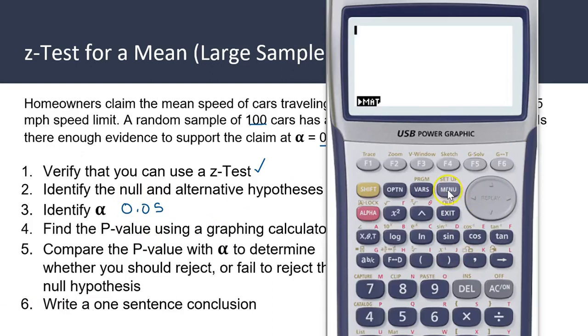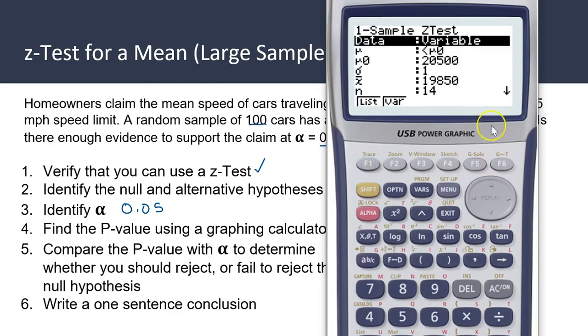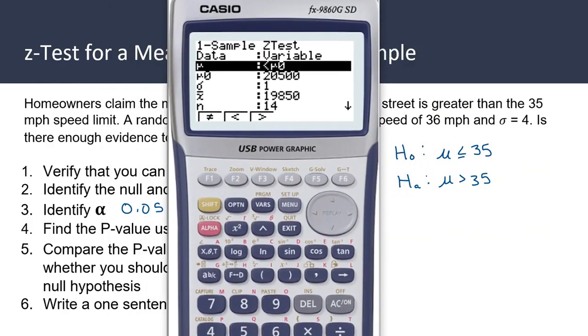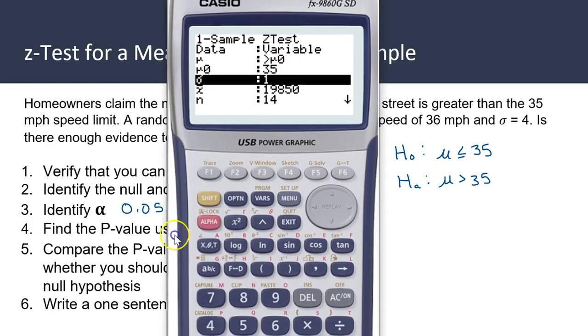Okay, so just like before, I'm going to go to menu and then stat. All right, test is F3, z-test is F1, and one sample is F1. All right, and then it asks us for our information. So our alternative hypothesis is that it's greater than. Okay, our mean that we're testing is 35. Oops, gotta move that up a little bit.